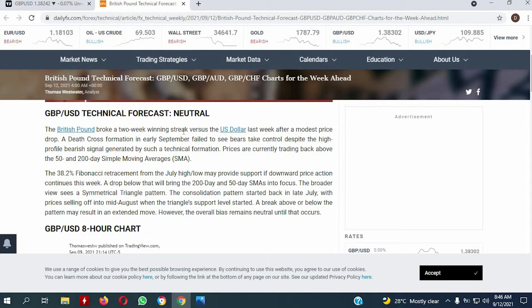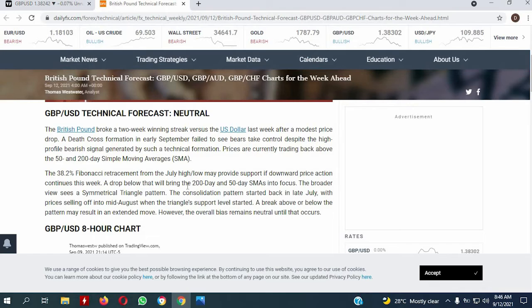The British pound broke a 2-week winning streak versus the US dollar last week after a modest price drop. A dead cross formation in early September failed to see bears take control despite the high profile bearish signal generated by such a technical formation. Prices are currently trading back above the 50 and 200 daily simple moving average, SMA. The 38.2 Fibonacci retracement from the July high/low may provide support if downward price action continues this week.